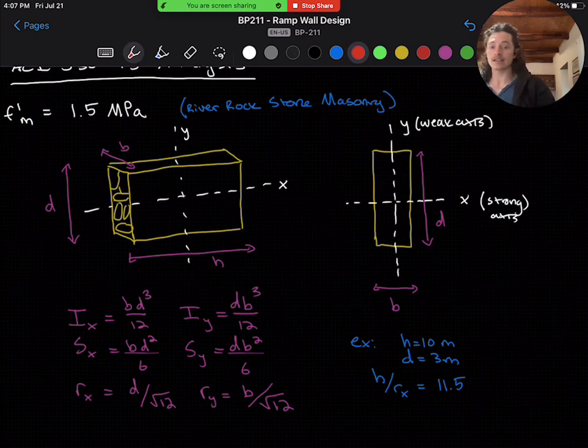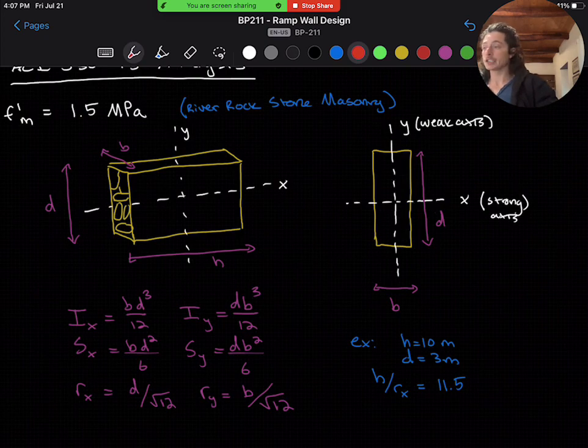So I've drawn all these things out for you, in addition to our moment of inertia, I, and our section modulus, S, which we'll discuss a little bit more later on. I've summarized all of the equations for both the X axis and the Y axis, the strong axis and the weak axis, so that we can perform checks for both axes, and we'll always take the axis that governs. So, for example, a 10-meter long abutment that is 3 meters tall from the bottom of the anchor to the top of back wall has an h/r ratio of about 11.5.